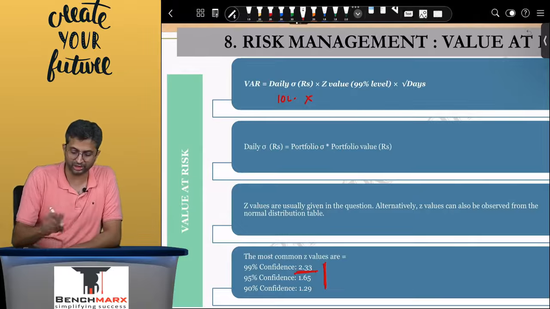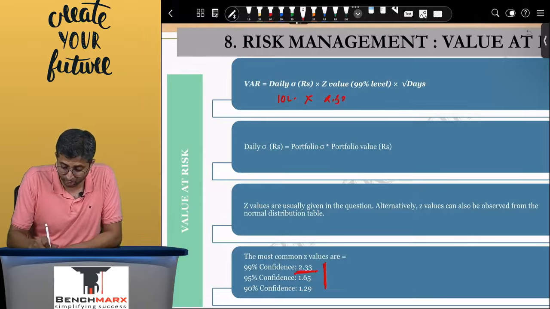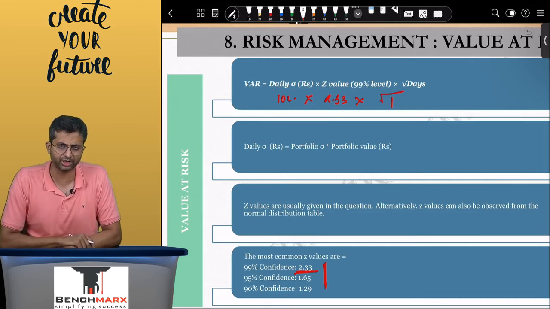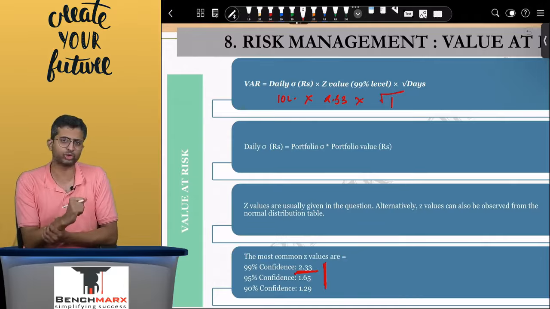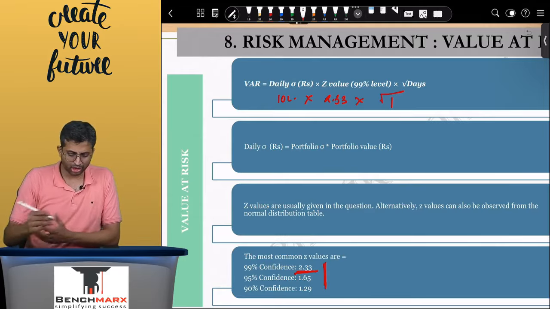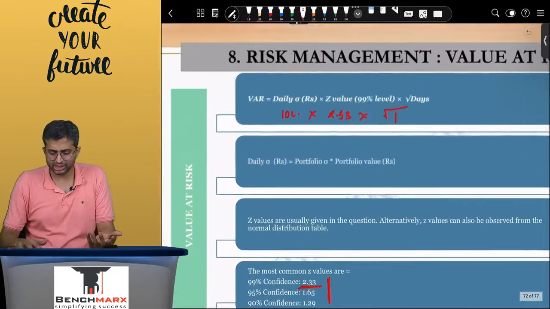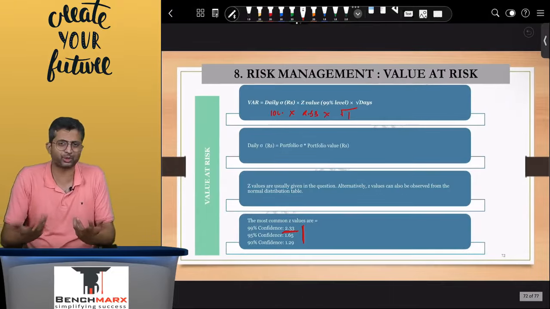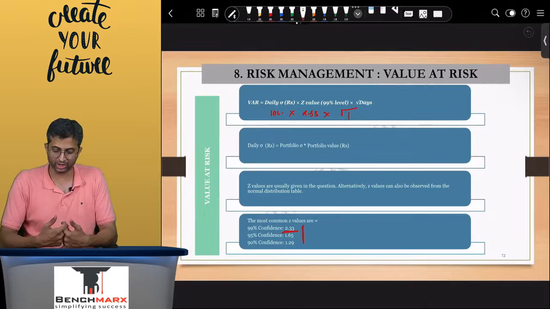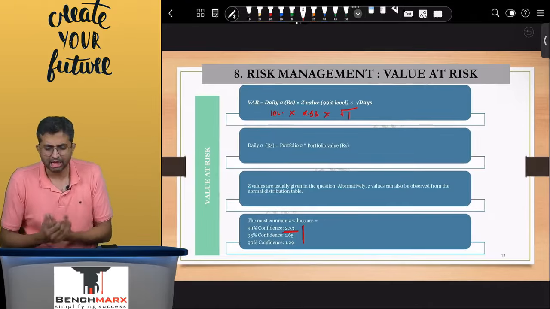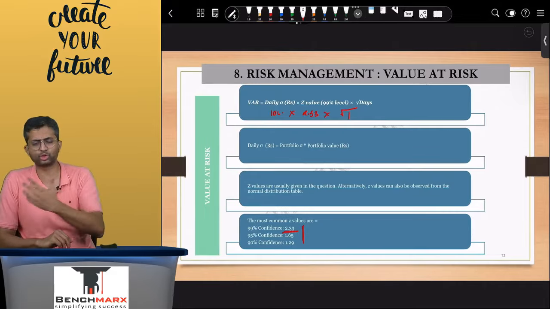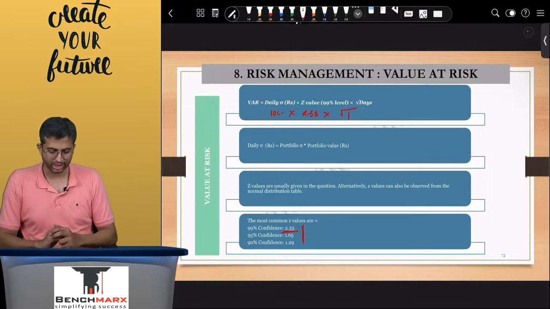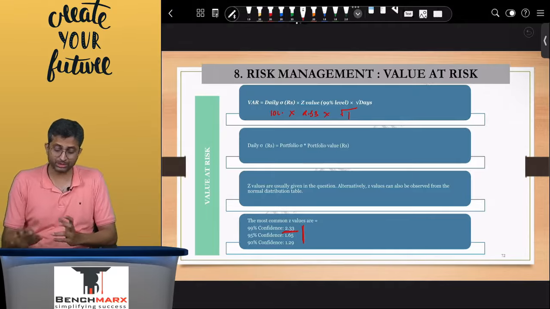So you can remember 2.33. The question should tell you. So you will multiply this by 2.33 times root of days. If you want to find it for 1 day, then you take the square root of 1. If you want to find it for 10 days, then you take the root of 10, and that will give you the value at risk. So that's kind of it. There can be simple questions which are linked to this particular concept. You have to find the daily standard deviation in rupees multiplied by the Z value, which is typically 2.33 in case of 99% confidence, and times the root of number of days. Okay, so that is about risk management.